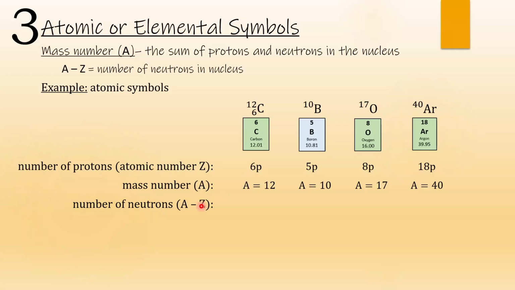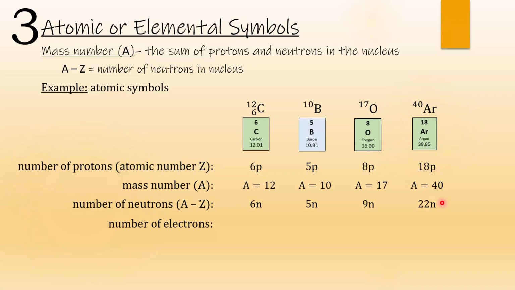Now, the number of neutrons, we said, is the mass number, which is the sum of protons and neutrons, minus the atomic number, which is the number of protons at the nucleus, and you'll get the number of neutrons. So here are the number of neutrons, and again, that's simply taking the mass number 12, for instance, minus 6 protons, which leaves me with 6 neutrons. A mass number of 40 minus 18 protons, the atomic number is 18, leaves me with 22 neutrons.